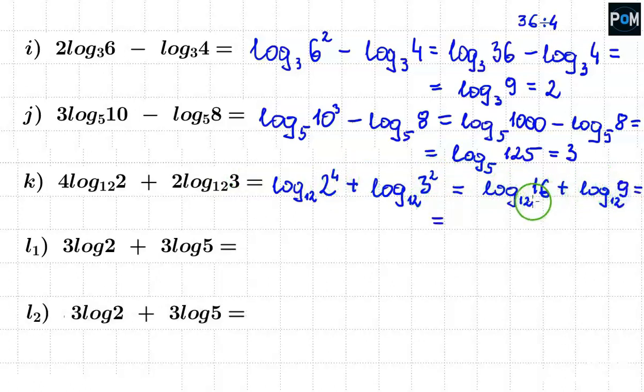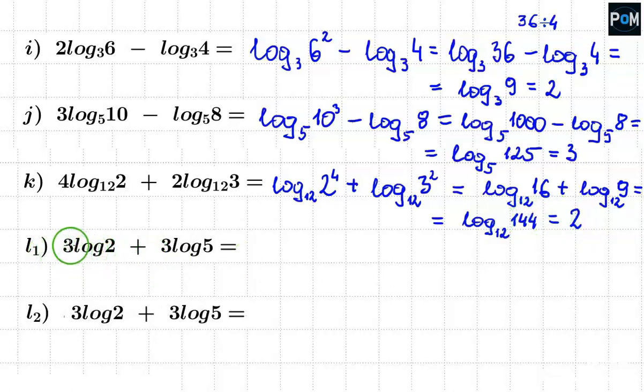Since we have logs addition, the bases of the logs are the same, so we will get a log base of 12. And we need to multiply the numbers 16 and 9. This results in 144. And finally, we can do the last operation. This log will be equal to 2, because 12 to the power of 2 is 12 times 12, which is 144. Next example, L.